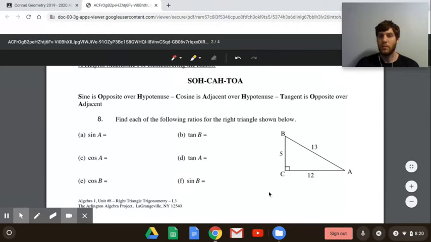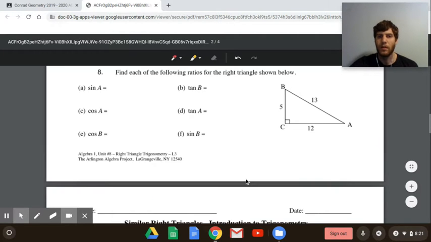8 is pretty much the same thing, so I'll let you work on this one. Again, you want the sine. I would find the ones for A first, and then I would erase the labels and then do it with B. So label your hypotenuse first, and then pick one of the angles.